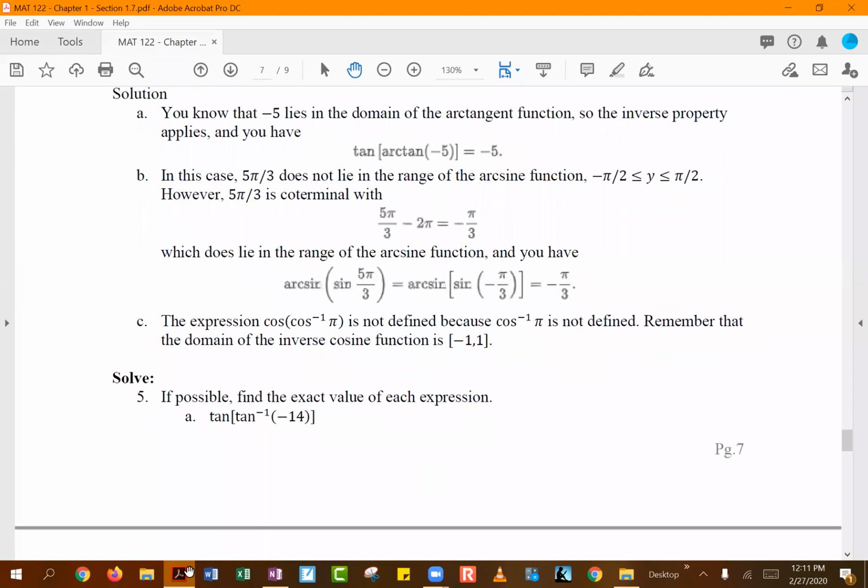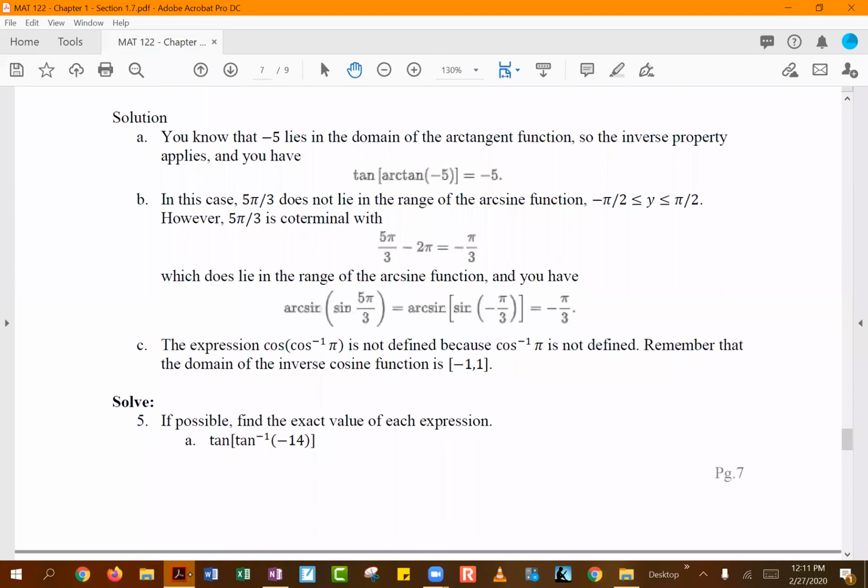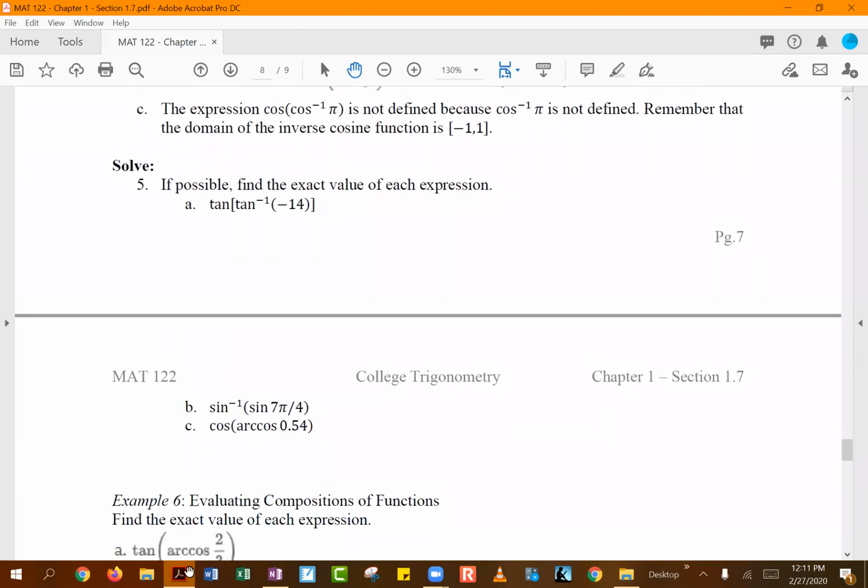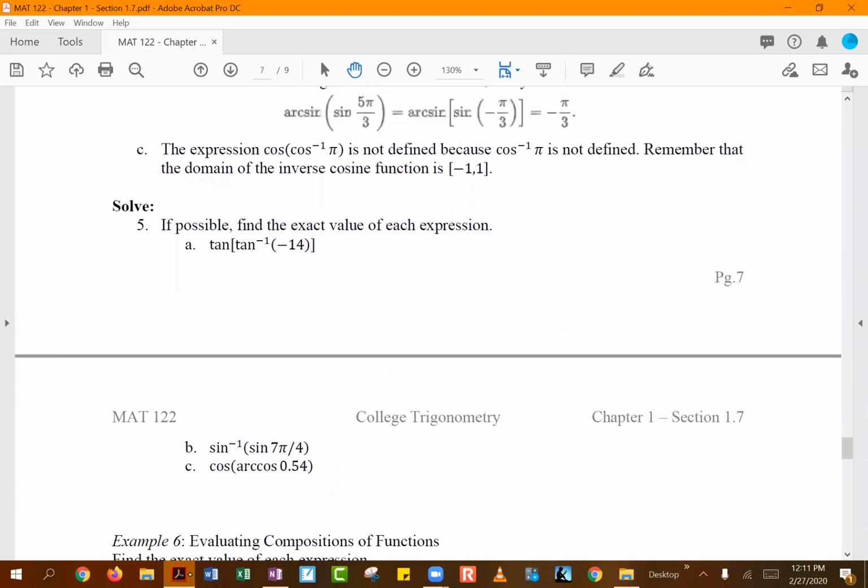And then your last one is cosine composed with cosine inverse of pi. And of course, this would be undefined because cosine inverse has a domain of only negative 1 to positive 1, right? And pi is 3.14, so it's well outside of that domain, so you won't be able to find the answer for that.